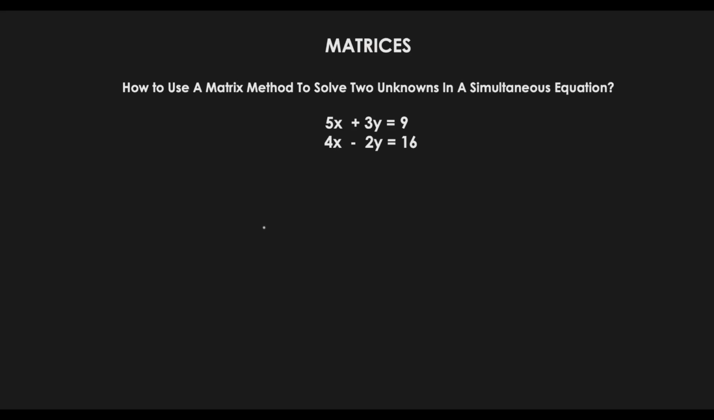So today we're going to use a matrix method to solve for two unknowns in a simultaneous equation. If you don't know what a simultaneous equation looks like, it's two or more equations with unknown variables. If you look at these two here, this is the first equation.